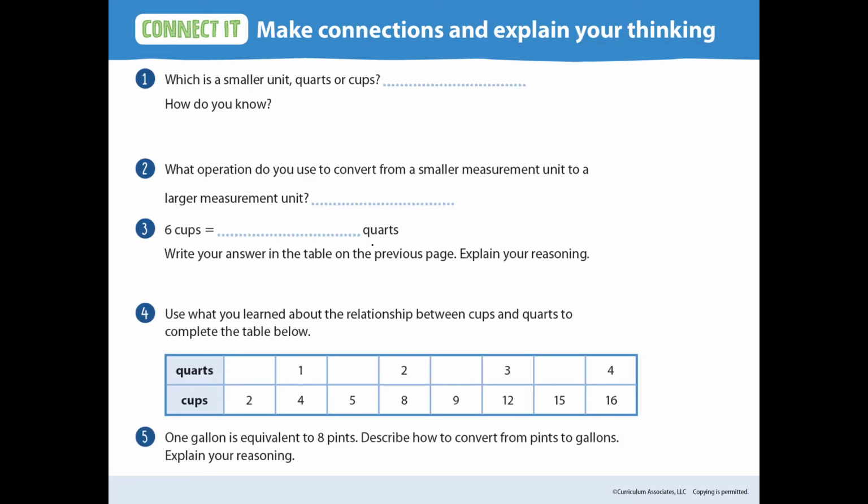Okay, look at connected on page 521. Number 1, which is a smaller unit, quarts or cups? The smaller unit is cups. And how do we know cups are smaller? Cups are smaller because it takes 4 cups to make 1 quart. Number 2, what operation do you use to convert from a smaller measurement unit to a larger measurement unit? So when we went from cups to quarts, we used division.